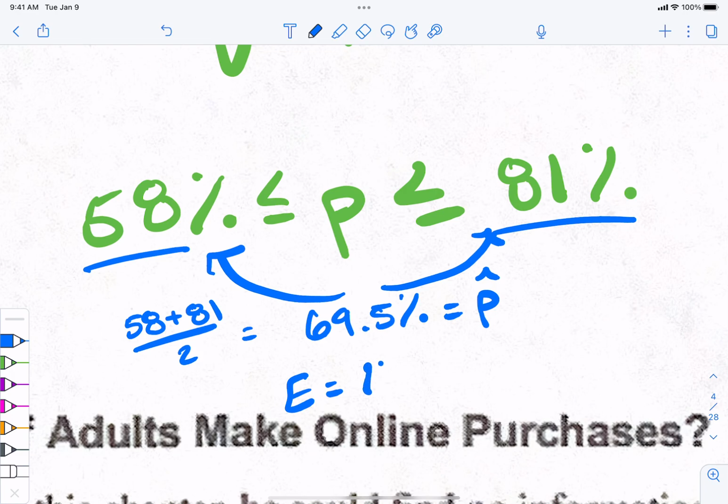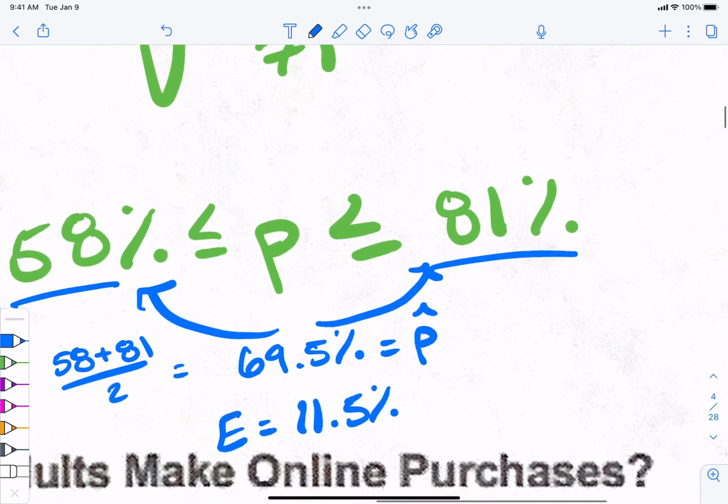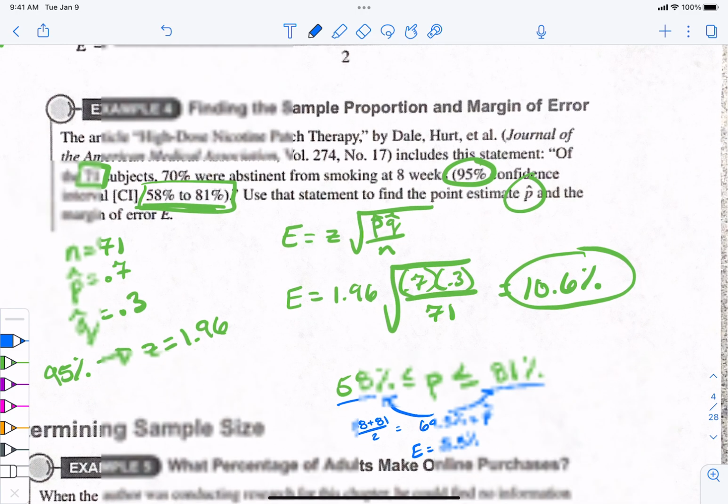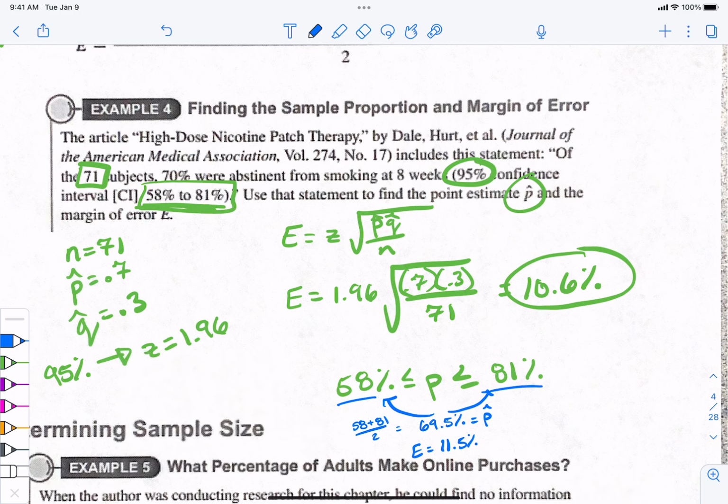11.5%. So they used a different number. I don't know how that works. A 95% confidence interval. Use that statement to find the whatever.